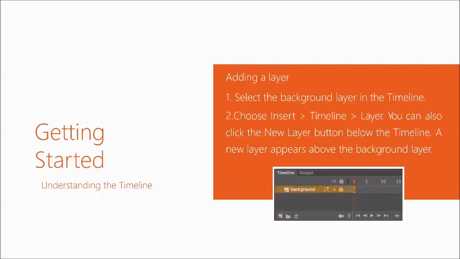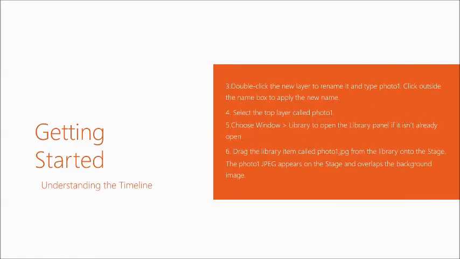If you want to add layers, select the background layer in the timeline. Just choose Insert, Timeline, and then Layer. You can also click the New Layer button below the timeline. A new layer appears above the background layer. Now double-click the new layer to rename it and type Photo 1. Click outside the name box to apply the new name, and then select the top layer called Photo 1.